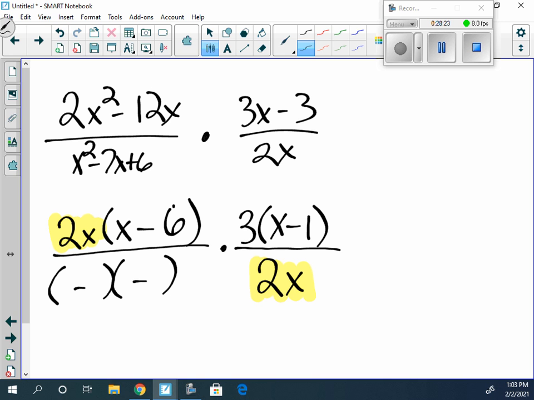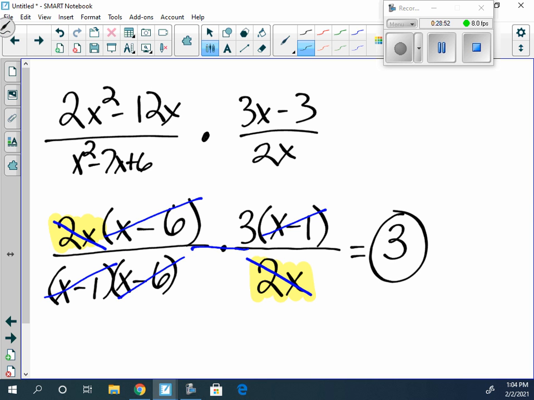Factors of x squared are going to be x and x. Yes, it'd be 1 and 6. Now that we have everything factored, we can multiply it together. Well, x minus 1 and x minus 1, x minus 6 and x minus 6, 2x and 2x. Well, that just leaves us with 3.